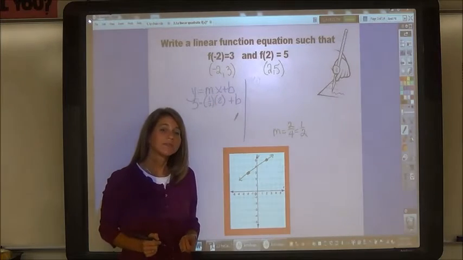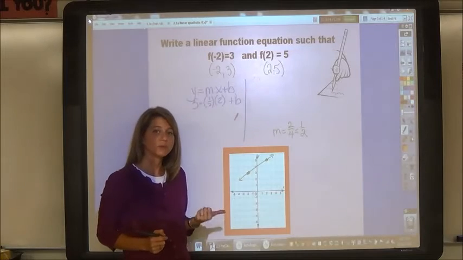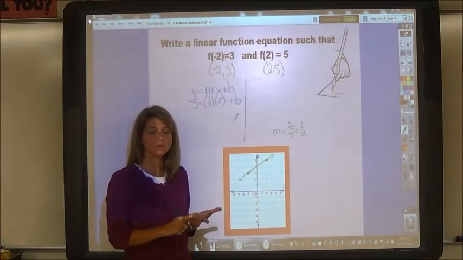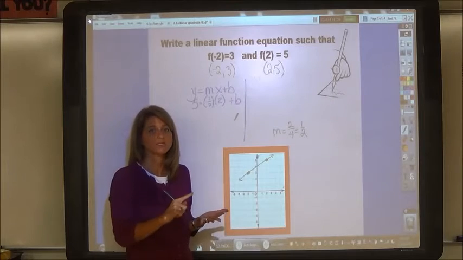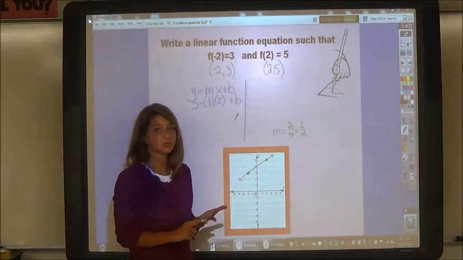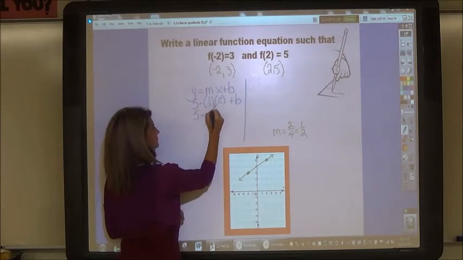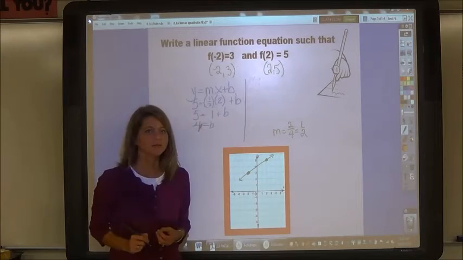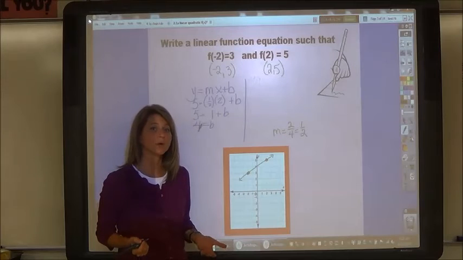I don't know what the b is, and that's my only variable, so then I can solve for it. So I'm going to take my m and x that are multiplied together, and I'm going to multiply them. I'm going to take the half times the 2. And luckily for me, b was 4. So now I can go write my equation.